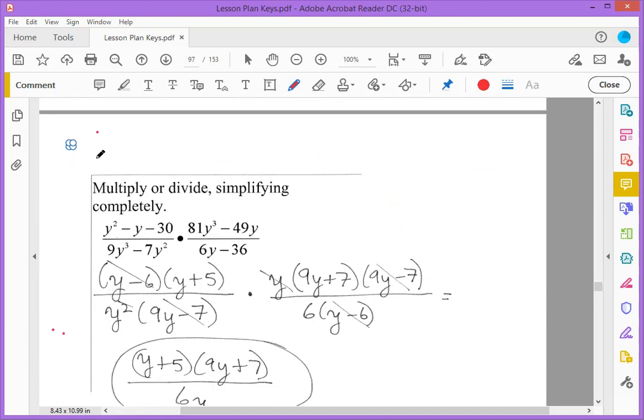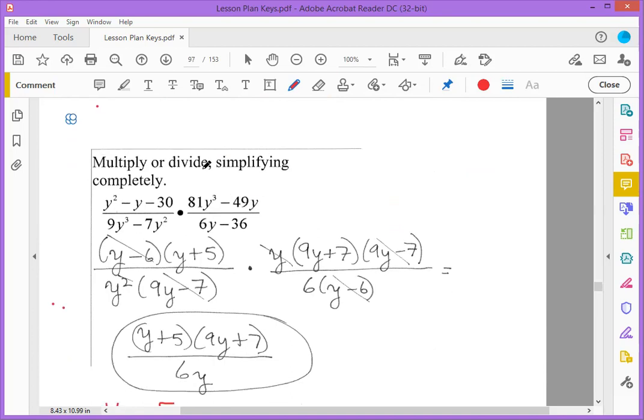All right, in the next example, we're asked to multiply or divide and then simplify completely. So in our numerator of the fraction on the left side, we have this trinomial, y squared minus y minus 30. This can be simplified. We can factor this trinomial. We factor the y squared using y and y. We factor that minus 30 using minus 6 and positive 5.